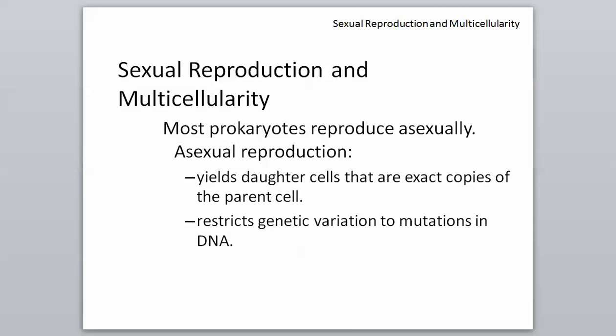So to finish things up, we're going to look at how our organisms reproduce. So most prokaryotes reproduce asexually at that time, and asexual reproduction, which again we've talked about before, yields daughter cells that are exact copies of the parent cell. And so again, it's just like making an exact copy of yourself, and restricts genetic variation to mutations in DNA, so there's not a lot of genetic variation.